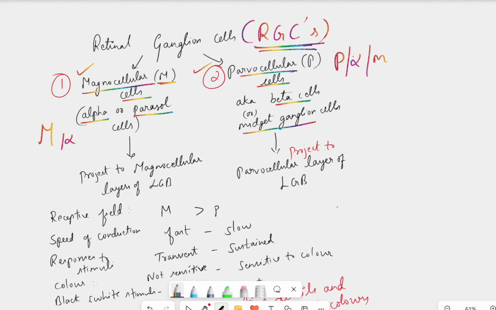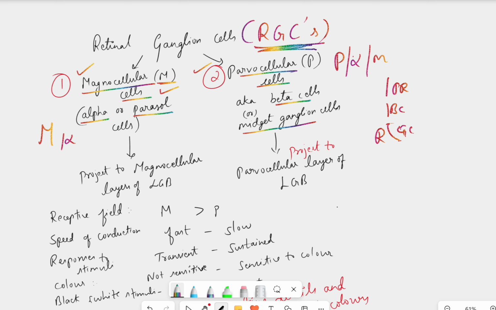We have understood about different types of cones. Now we'll look into different types of ganglion cells. I think you know, once the photoreceptor cones process the information, it will be transmitted to the bipolar cell, then the ganglion cell. Now what we are understanding is the retinal ganglion cells. There are two main types. Functionally they are divided into two main types.